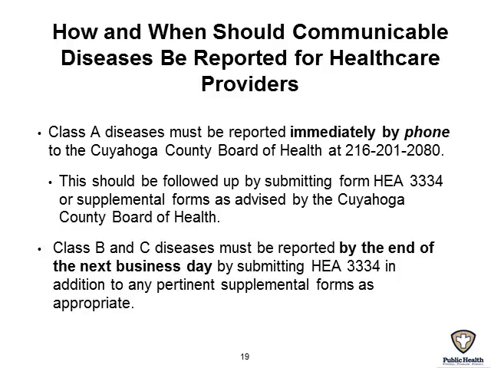Class A diseases must be reported immediately by phone to the Cuyahoga County Board of Health at 216-201-2080. This should be followed up by submitting Form HEA 3334 or supplemental forms as advised by the Cuyahoga County Board of Health. Follow-up reports may also be made electronically via the Ohio Disease Reporting System, ODRS. We will discuss how to do this in a couple of slides.